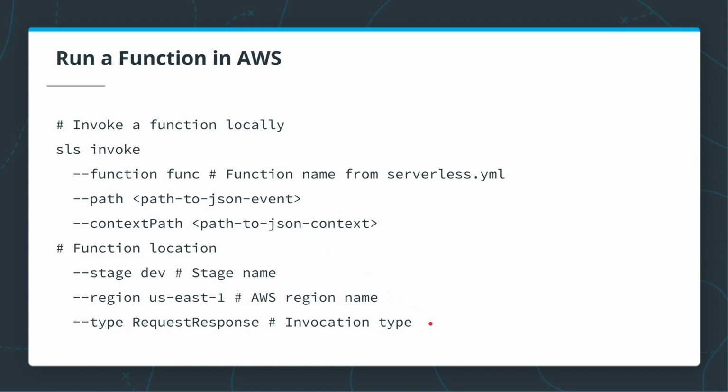And if you recall, in the first lesson of this course, we were discussing that there are two invocation types, request response and async, which allows us to send an event to our function asynchronously.